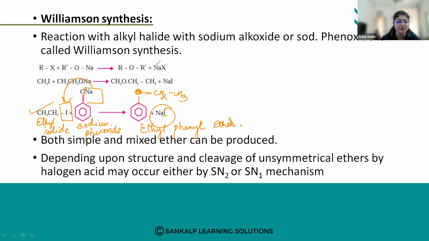So these are the two important named reactions. One is dehydration of alcohols. With specific conditions, you can obtain alkenes as well as ethers. Another is Williamson ether synthesis. From Williamson ether synthesis, you can prepare both symmetrical as well as unsymmetrical ethers. Got it?